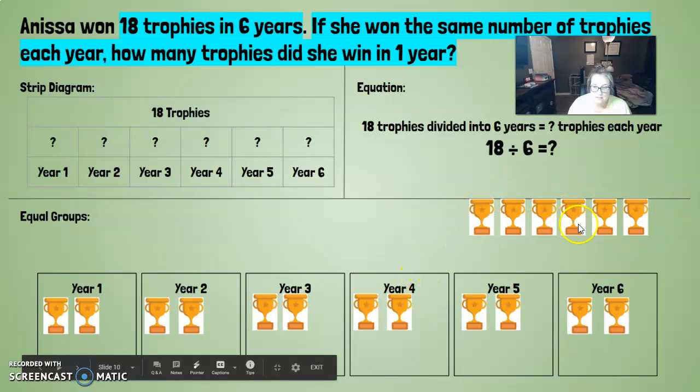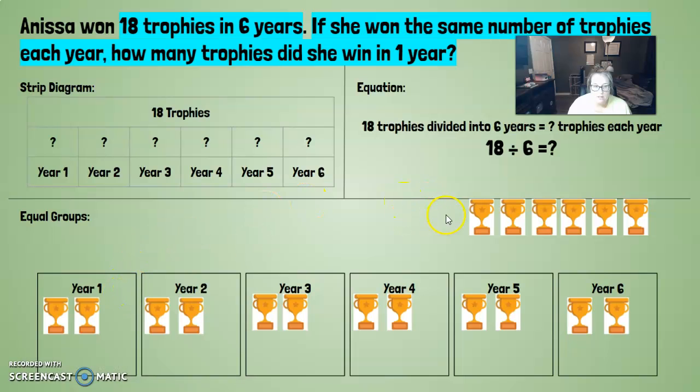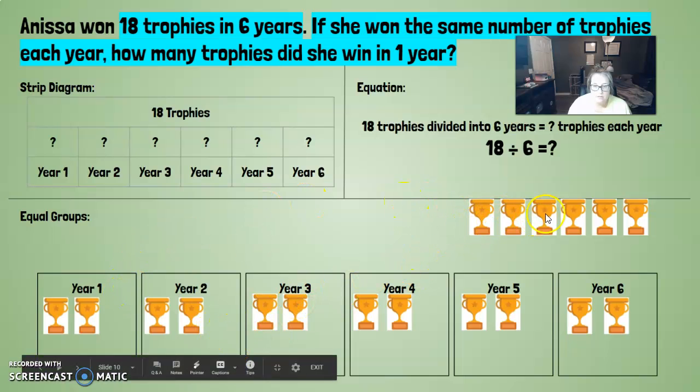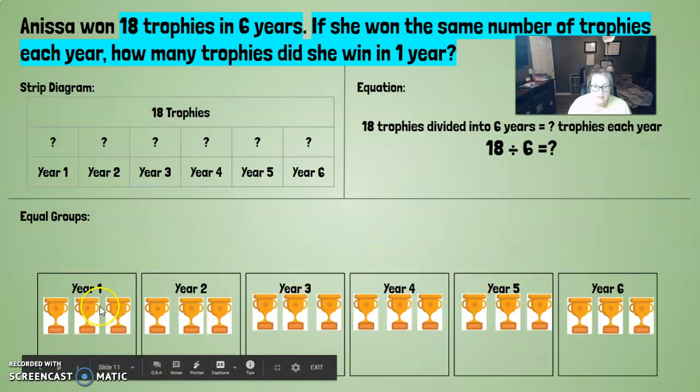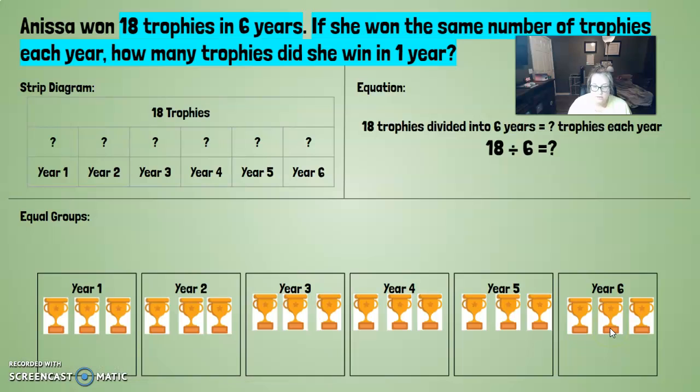But I still have more trophies, so I'm going to keep going. So this trophy is going to go to year 1, this one's coming over here to year 2, year 3, year 4, year 5, and year 6. So now I have all of my trophies gone. They have been divided into each year. And so now I can answer my question. How many trophies did she get each year?